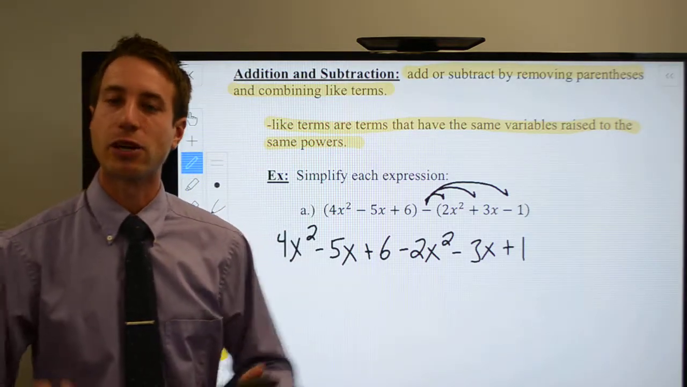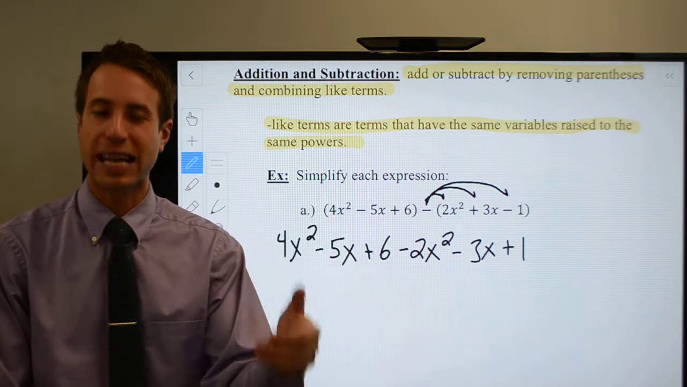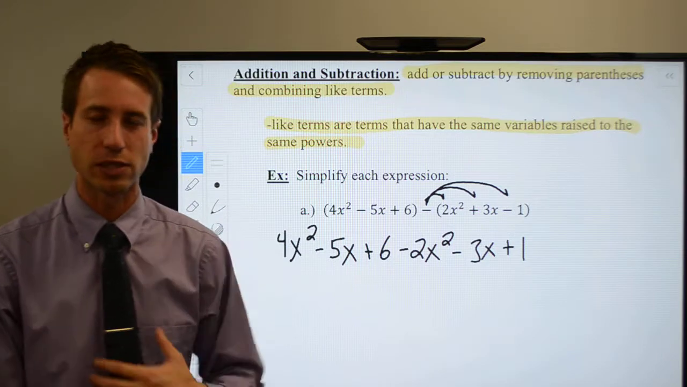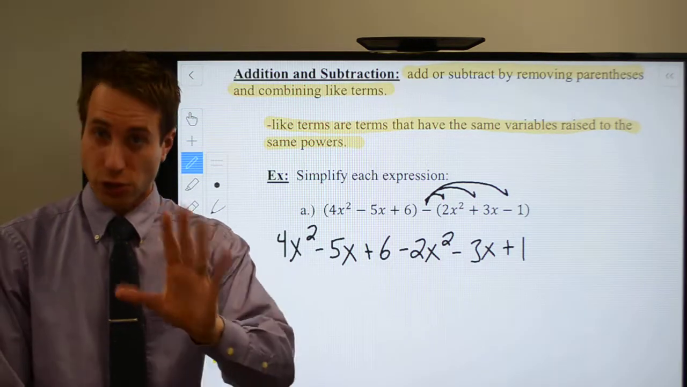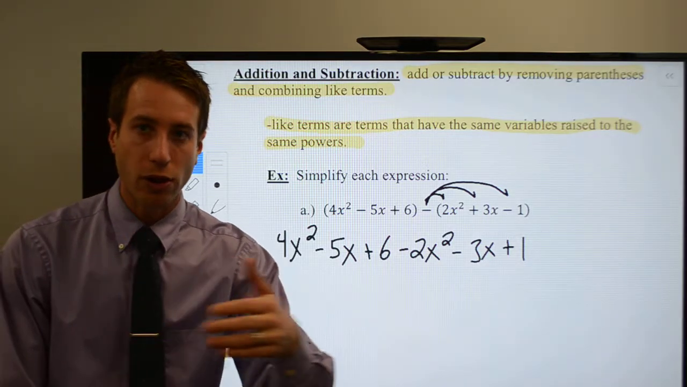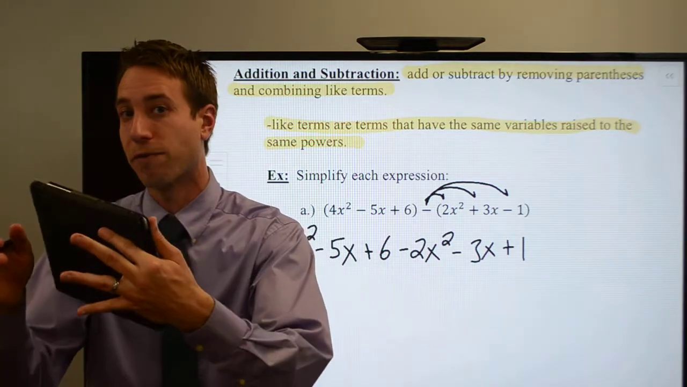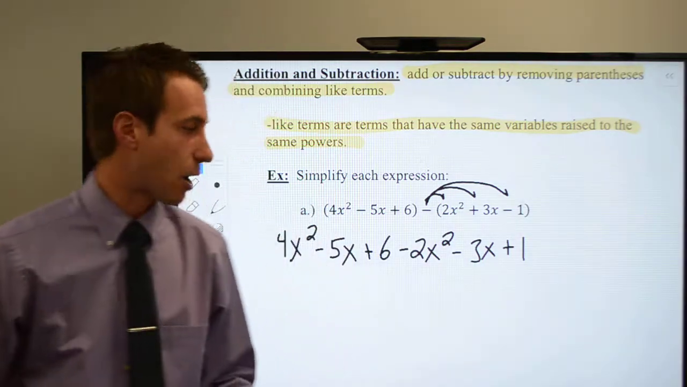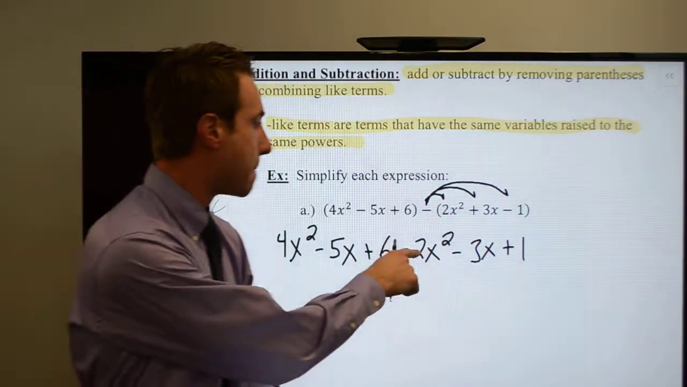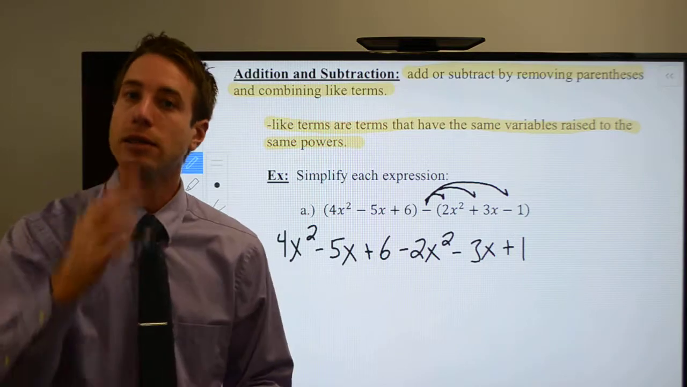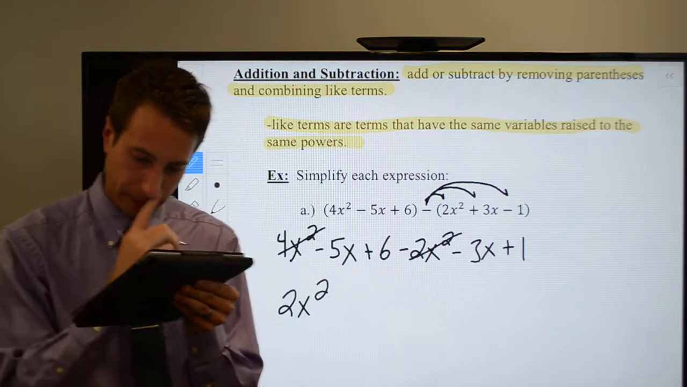As I combine like terms, I'll cross them off so that I don't make the mistake of using a term more than once. I'll just cross it off once I've used it so that I know that it has been done. And always start with the largest exponents. You want your polynomials written in descending order of power. That simply means the largest power first, and then you work your way down. So my biggest power is squared, so I start there. 4x squared minus a 2x squared leaves me with 2x squared. Cross them off because I used them.